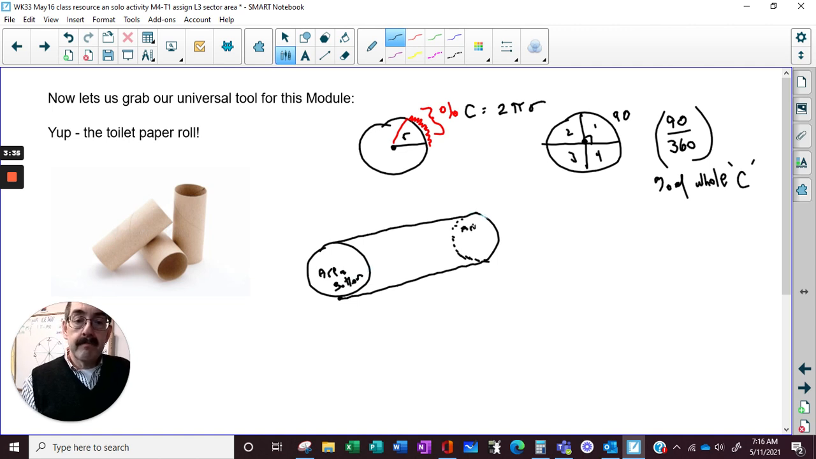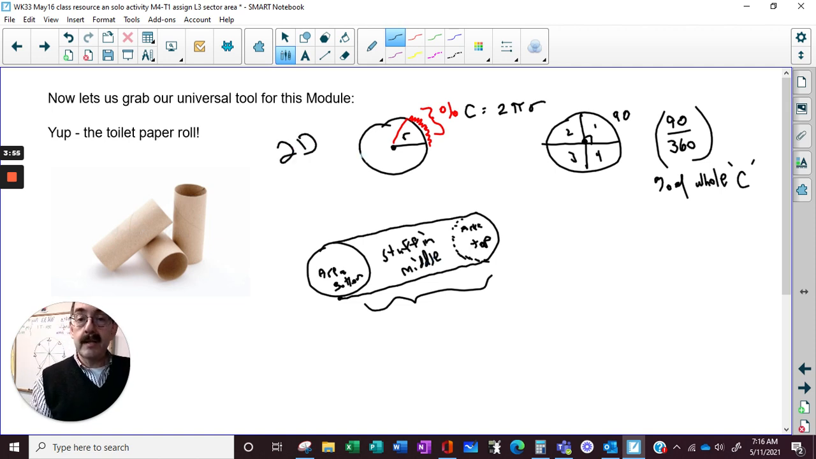Area of the top. Then we have all the stuff in the middle. So 2 dimensions. This is 2D. We're about to enter 3-dimensional space next week.